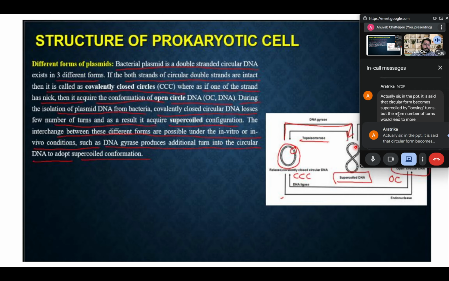Actually, in the PPT, it is said the circular form becomes supercoiled by losing turns. So the more turns would lead to more supercoiling. So a bit of confusion.